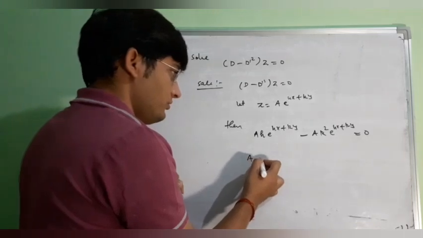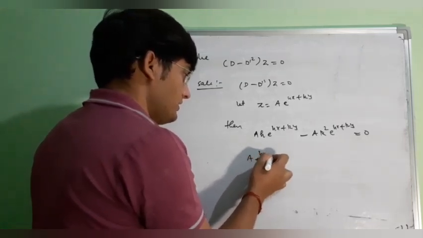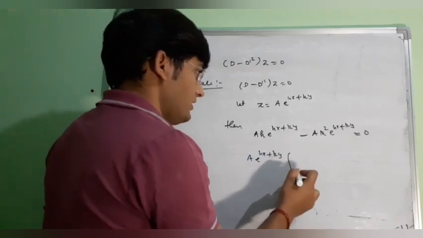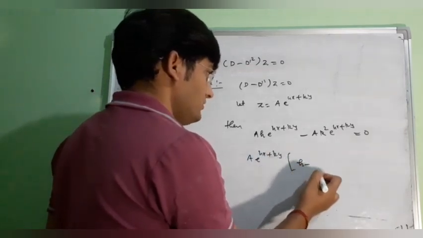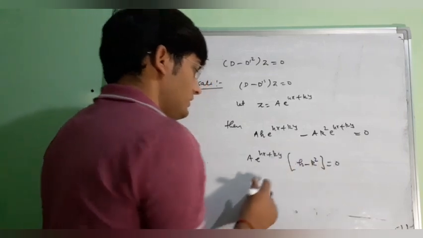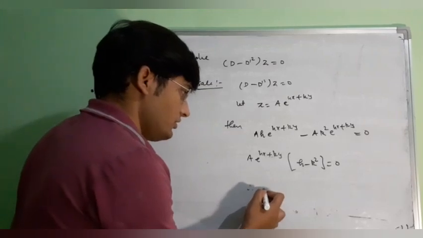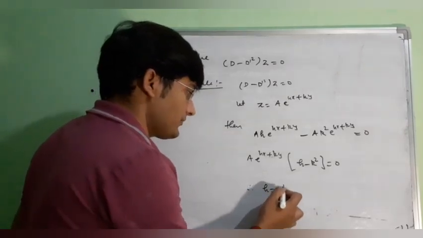Now this will be e to the power hx plus ky, and in the bracket we will have h minus k square equal to 0. Now this cannot be 0, otherwise our solution will be 0. So therefore our h will be k square.